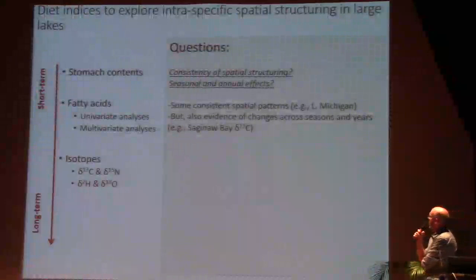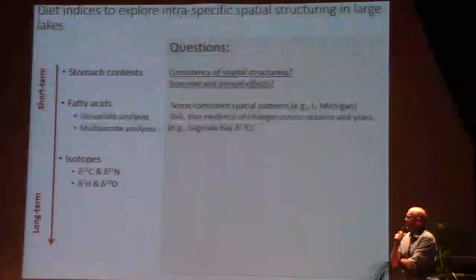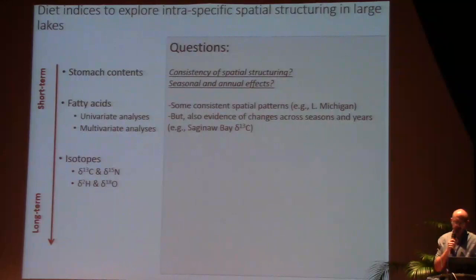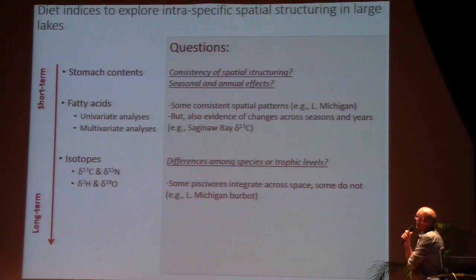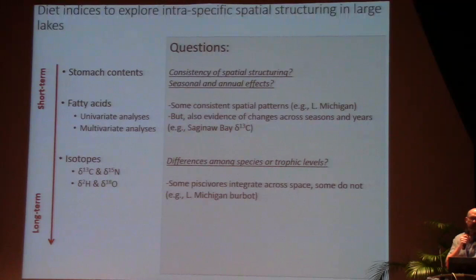But there's also evidence of changes across seasons and years. In particular, in Saginaw Bay, we saw a change from one year to the next, consistent with changes in the relative abundance of zooplankton and benthic invertebrates. There are also some differences among species or trophic levels, and in particular, this last slide that I showed demonstrates that unlike other piscivores in Lake Michigan, burbot really seem to be developing a region-specific isotopic signature.